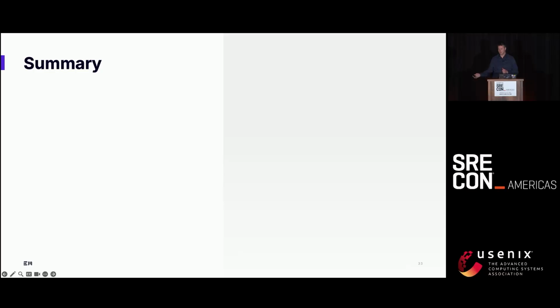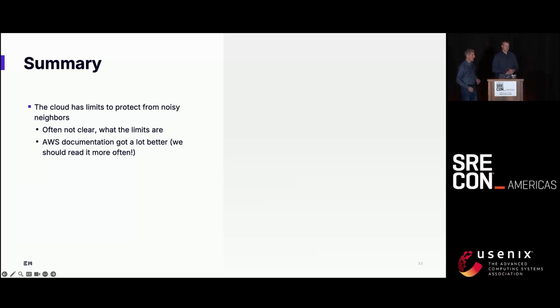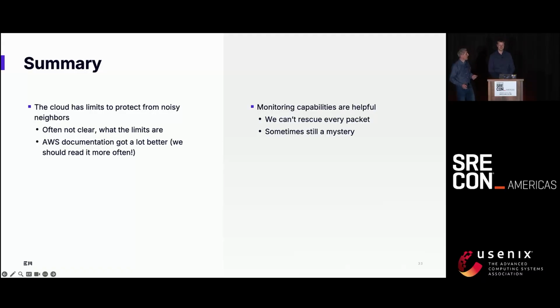All right, so what did we learn from this journey? That the cloud has limits. The cloud has limits for good reason, actually. It's protecting us from the neighbors, but they are protected from us as well. We need to understand where these limits apply, what those limits are, and where they can potentially hit us. The AWS documentation got much better. AWS also enhanced its services secretly, which we appreciate. But we have to make sure that we read those documents much more often, it seems.